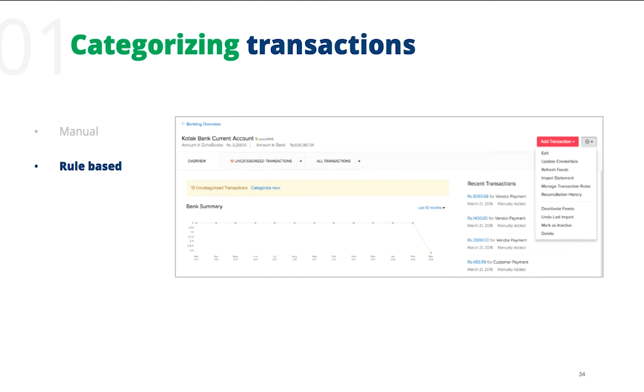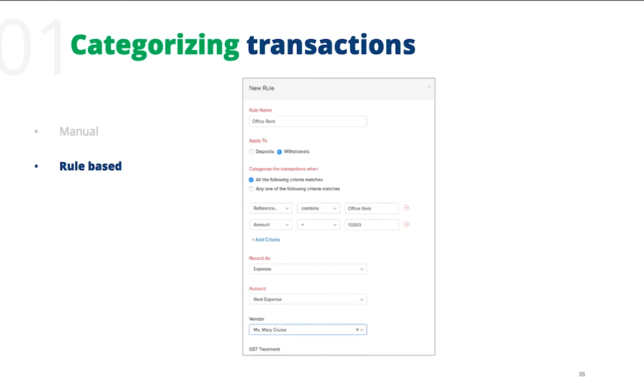So henceforth, whenever such a transaction happens, it will be automatically categorized as office expense. To create a new rule, you have to go to the Banking Overview tab and create a new transaction rule. When you click on New Transaction Rule, this is the page that will come in front of you. It starts with the rule name, so give it a name here for what you want to apply it to. It can be a deposit or a withdrawal, and then you have to set the criteria.